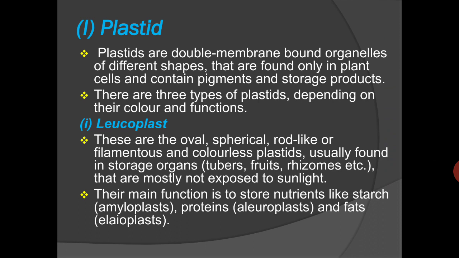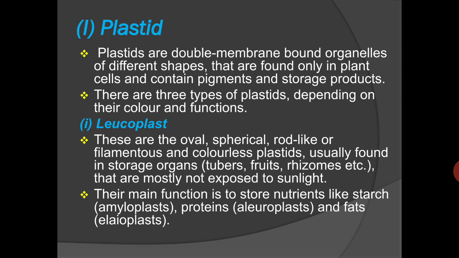Another very important organelle is known as the plastids. The plastids are also double membrane bound organelles of different shapes. They are found only in the plant cell and contain pigments and stored food products. There are three types of plastids depending upon their color and function. Number one is the leucoplast. Leucoplasts are oval, spherical and sometimes rod-like filamentous structures. They are colorless plastids usually found for the purpose of storage, like in tubers, fruits and rhizomes, and mostly they are not exposed to sunlight.